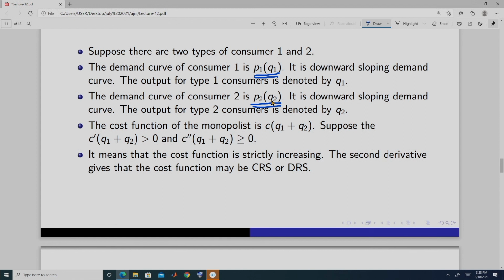And we assume that the cost function is of this nature, we have assumed a general cost function. So, this is strictly increasing because marginal cost is always positive, and marginal cost can either be constant or it can be increasing. So, the possibility of CRS, or constant returns to scale, or DRS, that is decreasing returns to scale. We consider only these two situations.